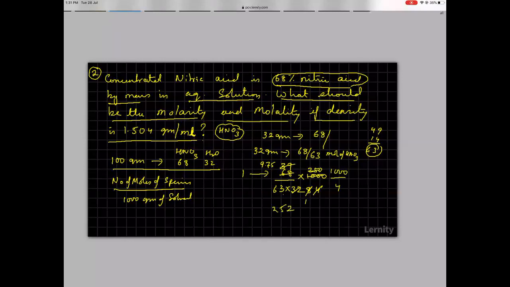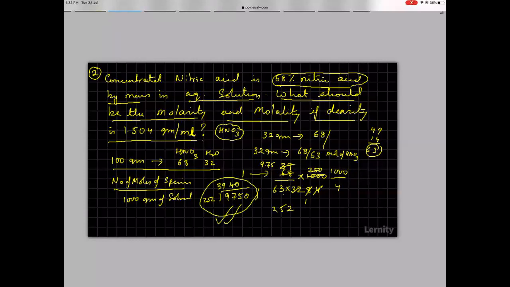So ultimately it will become 9750 divided by 252. So that will give me the molarity. So 252 will almost go 40 times. The answer is close to 40, not exactly 40, less than 40, maybe 39 times. Okay. So I hope we are able to understand how to calculate the molality.